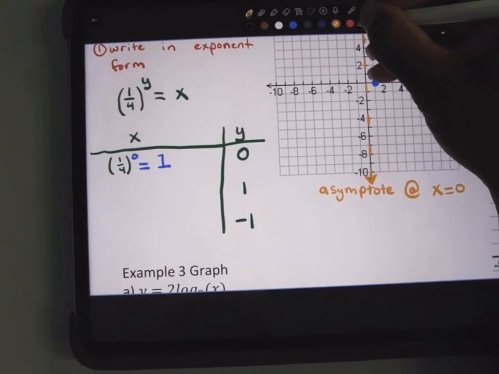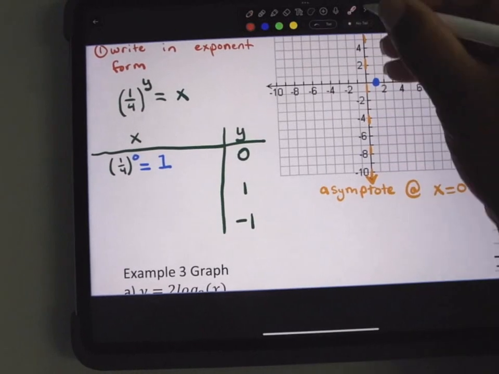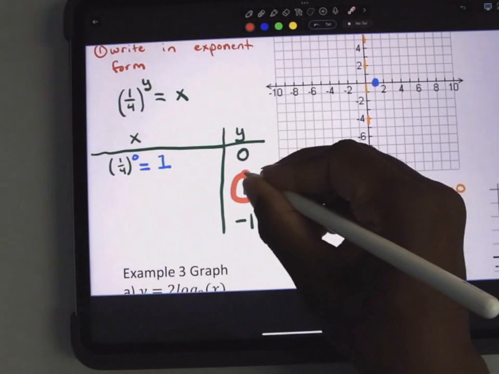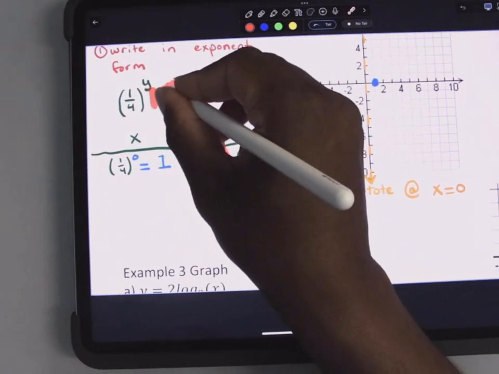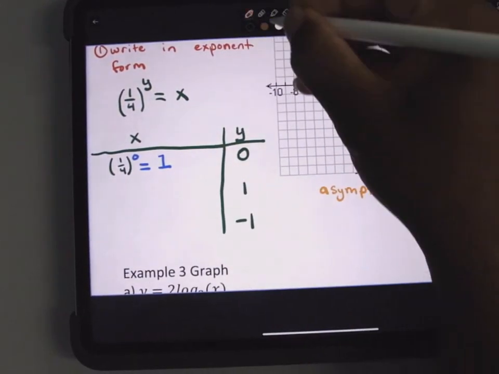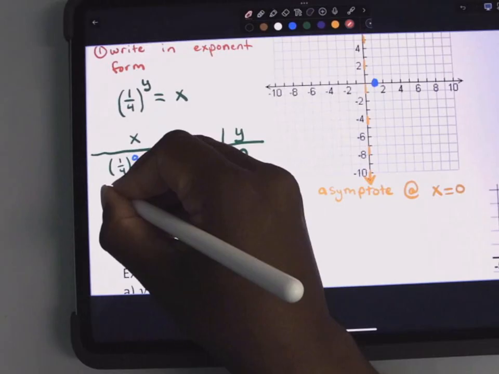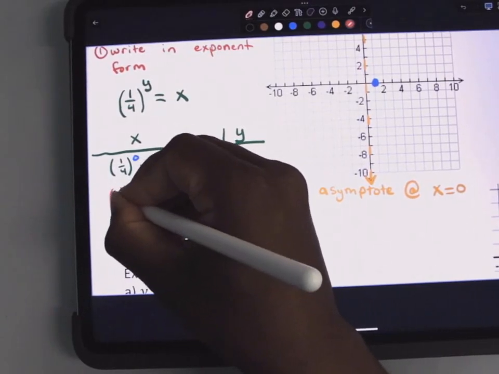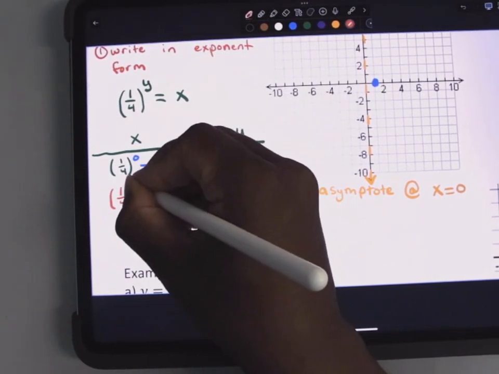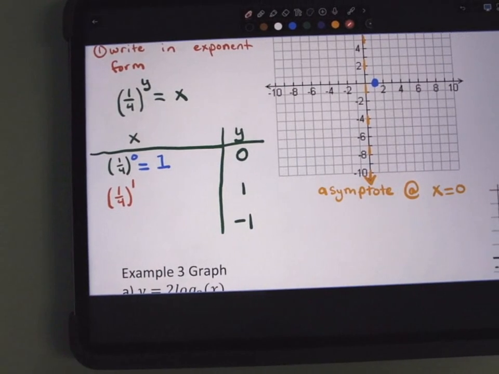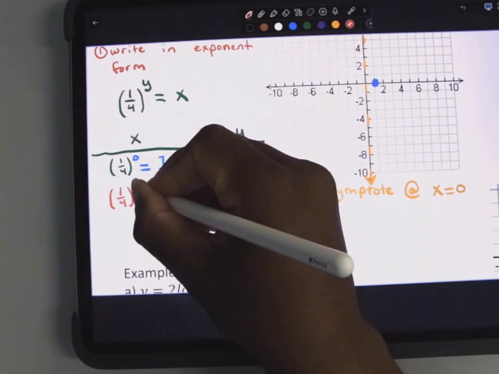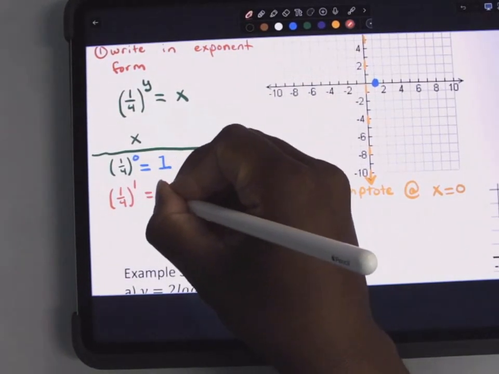Okay, let's find our next point. We're going to let y equal 1. We're going to put it into our function, and let's see what x value we get out. So we've got 1 over 4 to the first power. Any number to the first power is just itself. So this will equal 1 over 4.